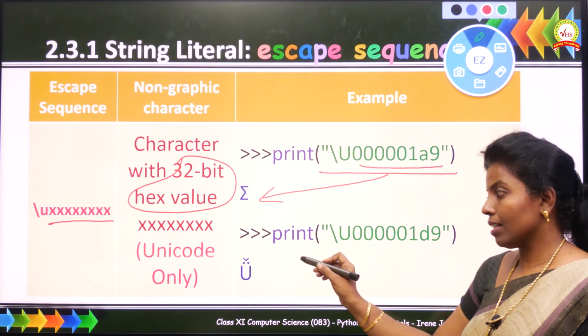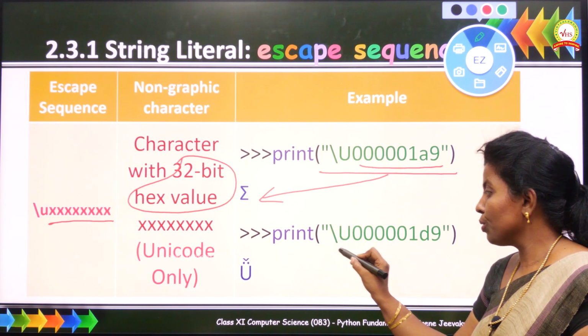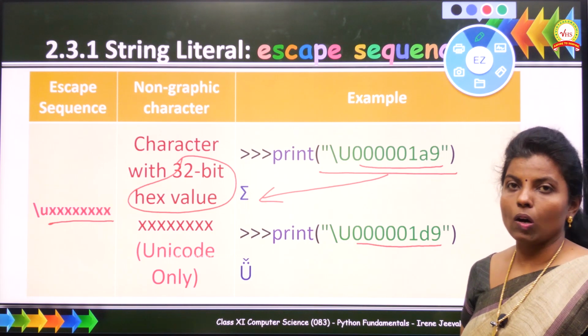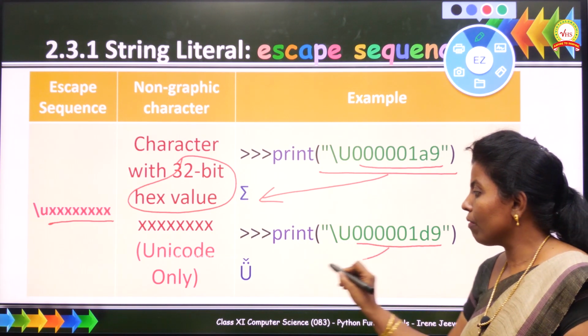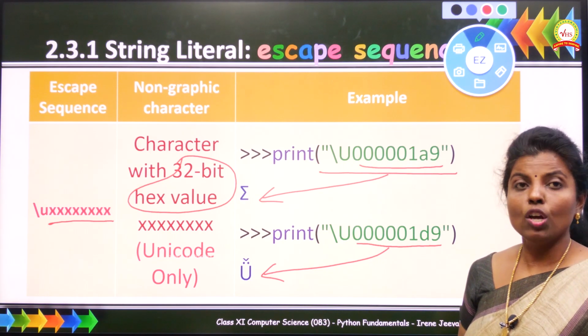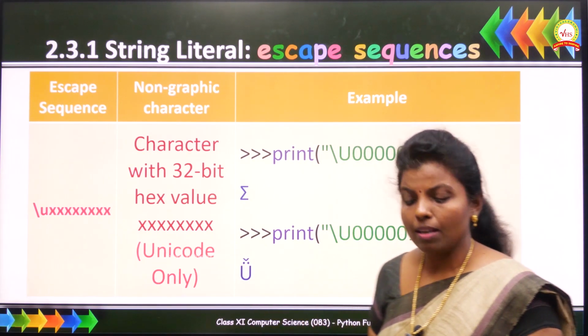So again here there is another example. We have a print statement which begins with backslash U and 8 hexadecimal digits are given. So its equivalent Unicode character has been printed as an answer for us, right? So this is the way this escape sequence works in Python.